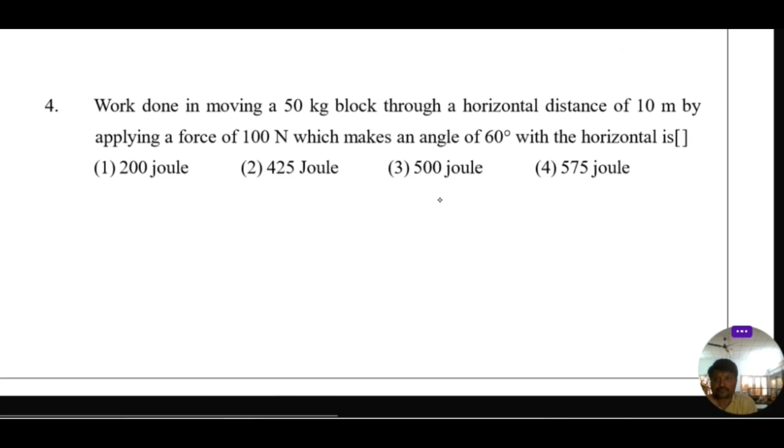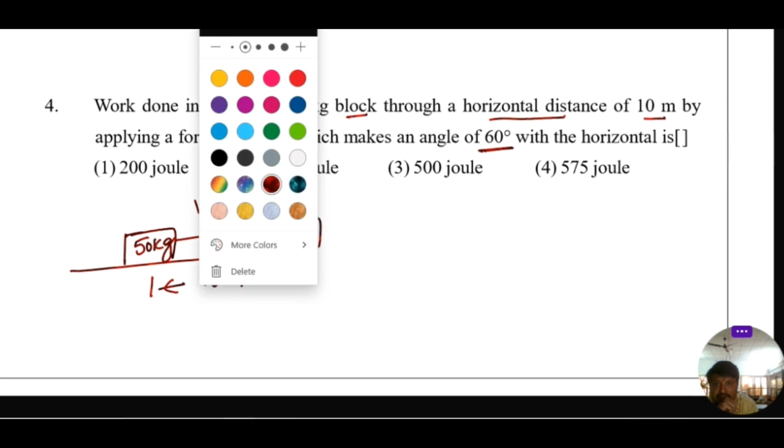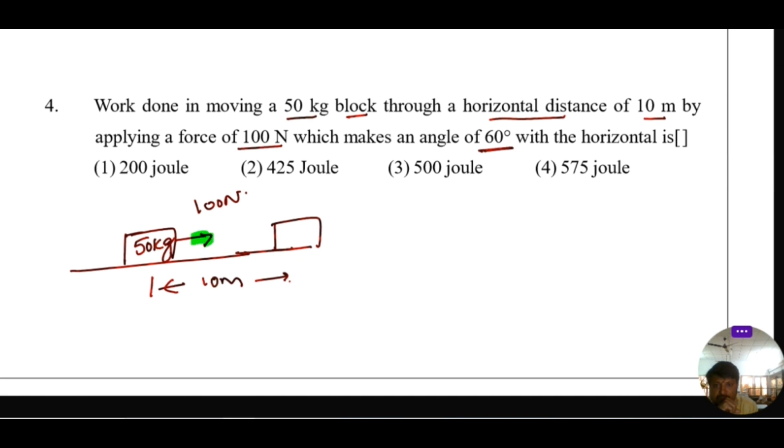Next, fourth question. Work done in moving a 50 kg block through a horizontal distance of 10 meter by applying a force of 100 Newton, which makes an angle of 60 degrees with the horizontal. Then see here, this is the 100 Newton force, making 60 degrees with the horizontal.